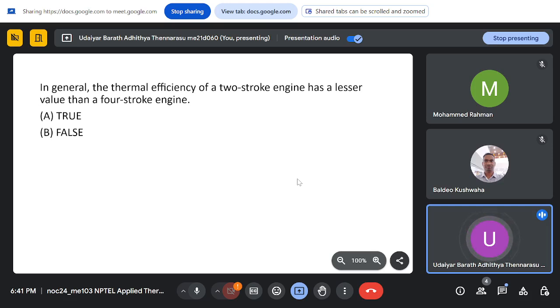So next question is, in general, the thermal efficiency of a two-stroke engine has a lesser value than a four-stroke engine. So this we have already seen in the classification. So the thermal efficiency of a two-stroke engine will be lesser. So answer is option A, true.